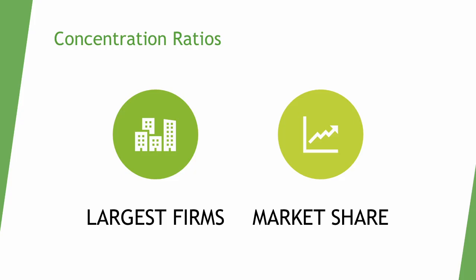The concentration ratio of an oligopoly is high, usually above 40%, as a few firms hold most of the market share. The concentration ratio of imperfect competition is moderate as market share is spread across many firms with some dominance. The concentration ratio of perfect competition is low as no single firm has a significant share of the market.